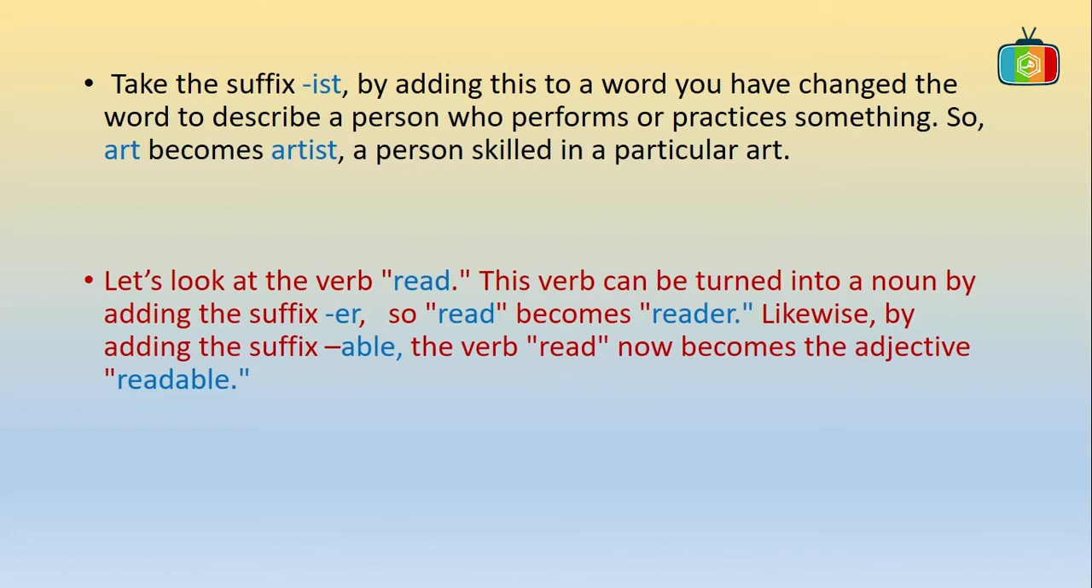Now let's look at the verb read. This verb can be turned into a noun by adding the suffix er. So read becomes reader. Likewise, by adding the suffix able, the verb read now becomes the adjective readable.